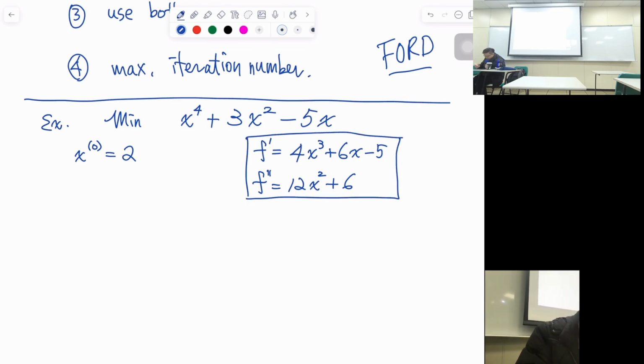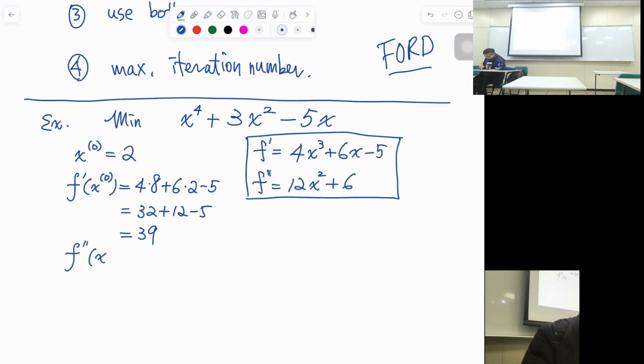So first you need to evaluate f prime of x0. So just plug in. So 4 times 8 plus 6 times 2 minus 5. I'm solving by hand. When I solve by hand, sometimes I make mistakes. So if I make mistakes, you can do better. So 2 cubed, 6, so 48 plus 6. That would be 54. Okay.